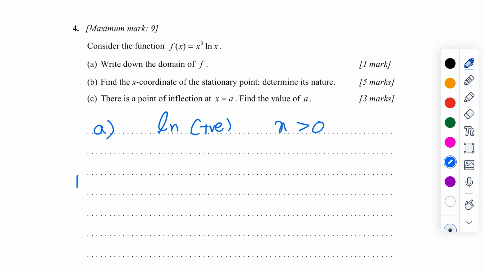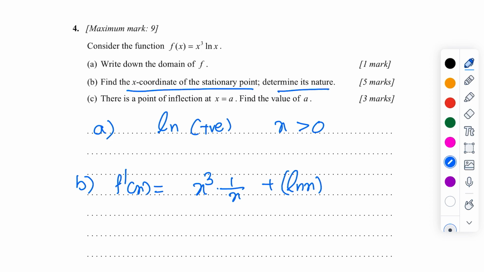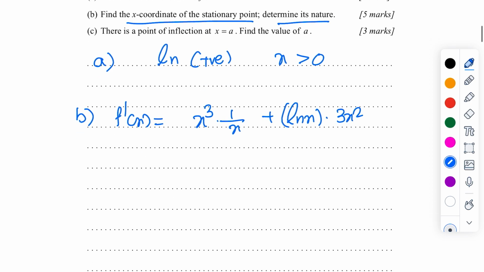Part B. Find the x coordinate of the stationary point and determine its nature. So for the stationary point, I'll find the first derivative: x cube times ln x, derivative is 1 upon x. Next, the derivative of x cube is 3x square times ln x. So I get x square plus 3x square ln x. It should be equal to 0.